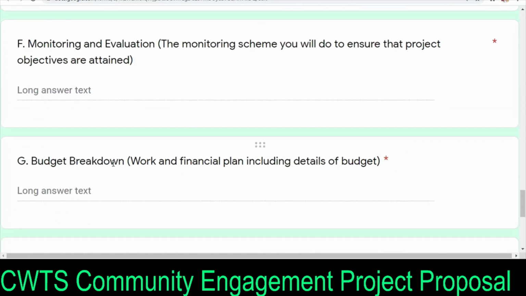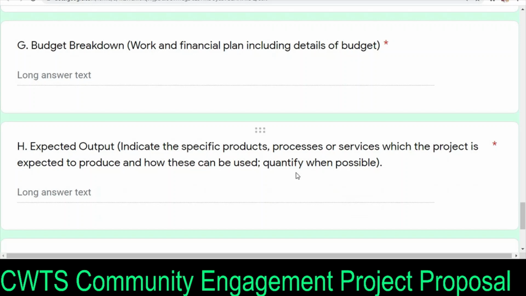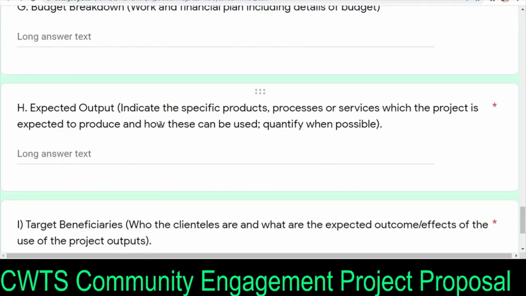Okay, so budget breakdown. How much will it cost you? Maybe reproduction of materials, or purchase of planting materials, purchase of equipment, maybe simple equipment in order to produce the desired output. Okay? For each expected output, indicate the specific products.